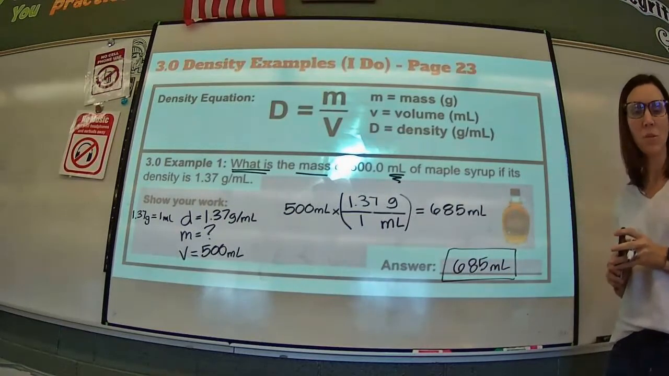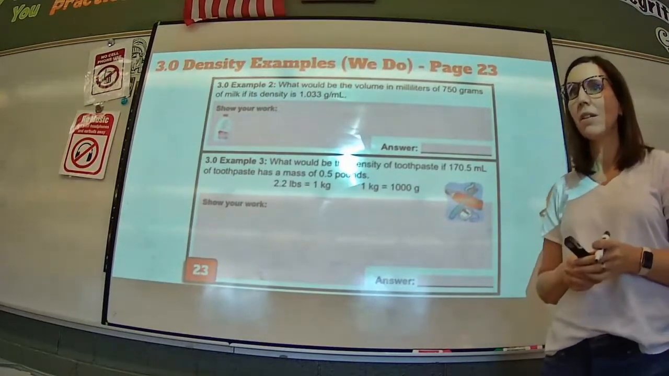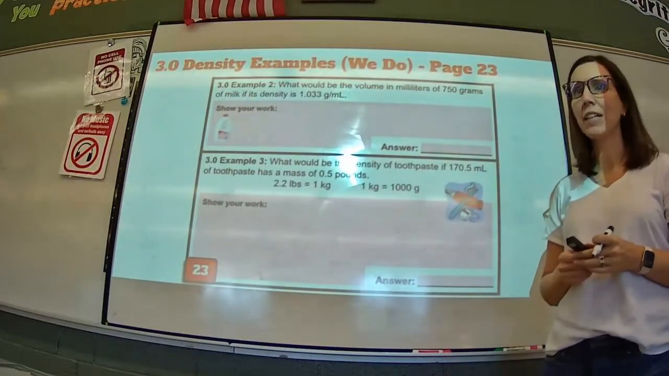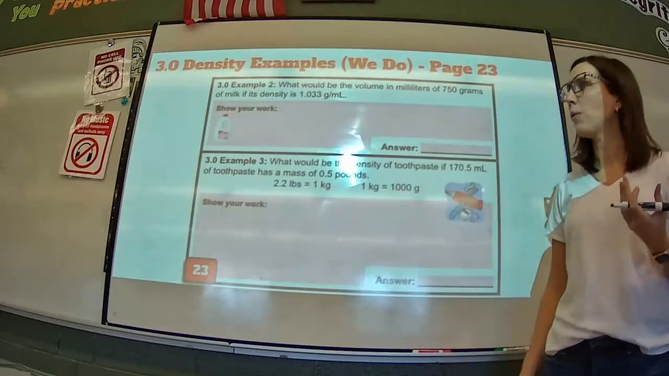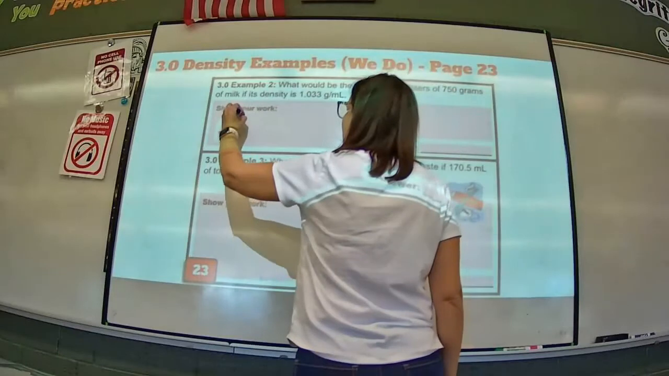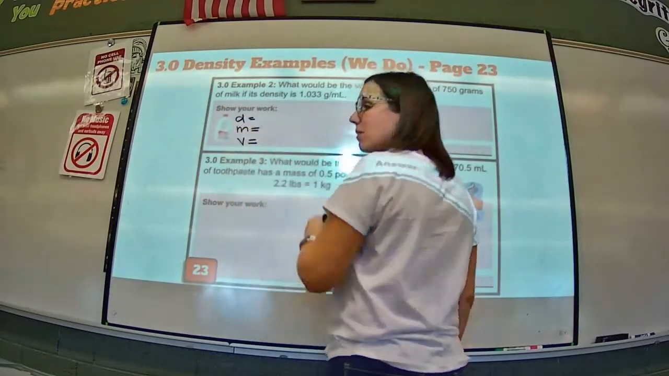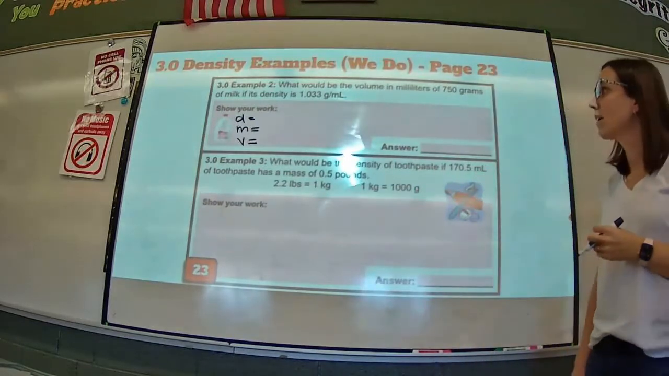Okay, we're going to do another problem. These have to do with milk and toothpaste. Let's do our milk problem first. Again, we're going to write down what we're given. So I'm going to write my D equals, my M equals, and my V equals right there. Then I'm going to read my problem.